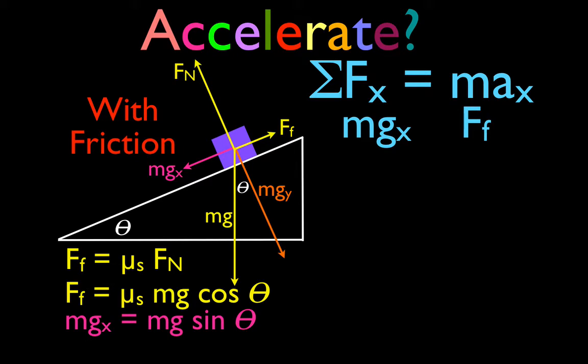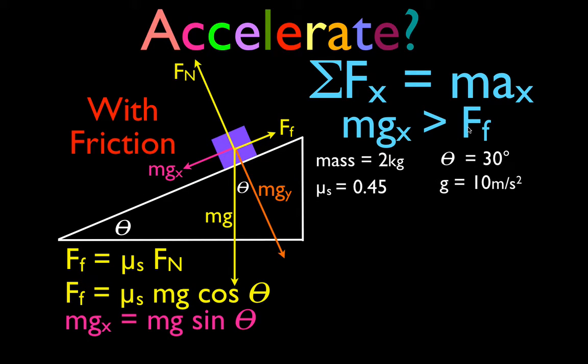In order for the object to accelerate, the x component has to be greater than the friction force. If that is the case, then the object will accelerate down the inclined plane. If the maximum friction force is greater, then the object will not move. Okay? Now let's look at a couple examples because there's a special point I want to make.